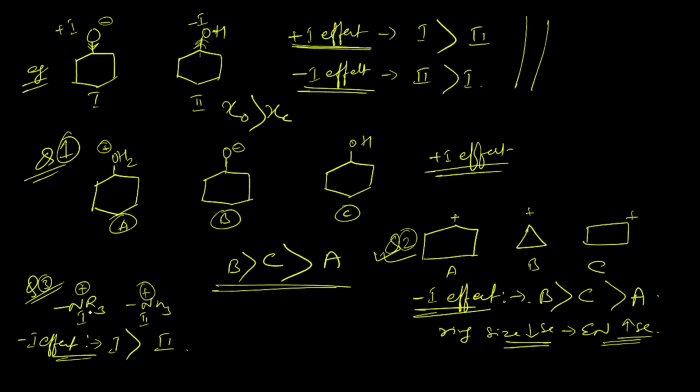You can comment here, and I know everyone will start commenting that these are donating groups. So here we have somewhat more electron density. If electron density is getting increased on nitrogen, it won't pull with that much intensity, right? So here the minus I effect should be less compared to NH3. But the case is, if we are putting the R group here, what is happening?